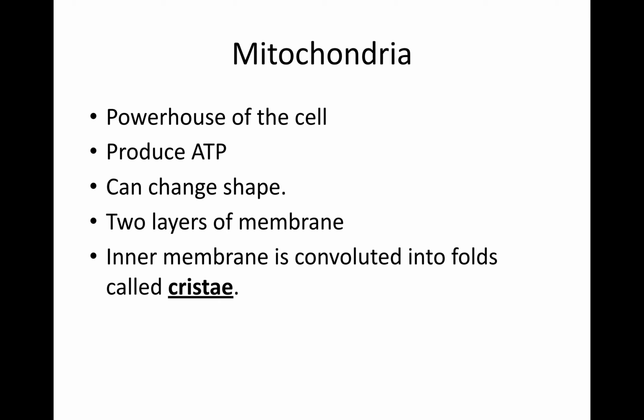The last energy-related organelle is the mitochondria, which we call the powerhouse of the cell. This organelle produces ATP, which is just the energy currency for your cells. It can change shape. It has two layers. The inner layer, or the inner membrane, is folded, and it's called the crista.